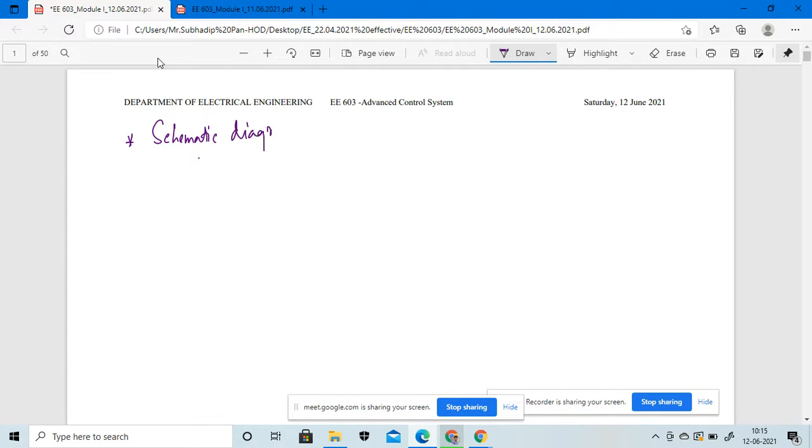Schematic diagram for successive approximation type of A to D converters, right? So what will be the diagram? First we will have to draw these things, then I will discuss.